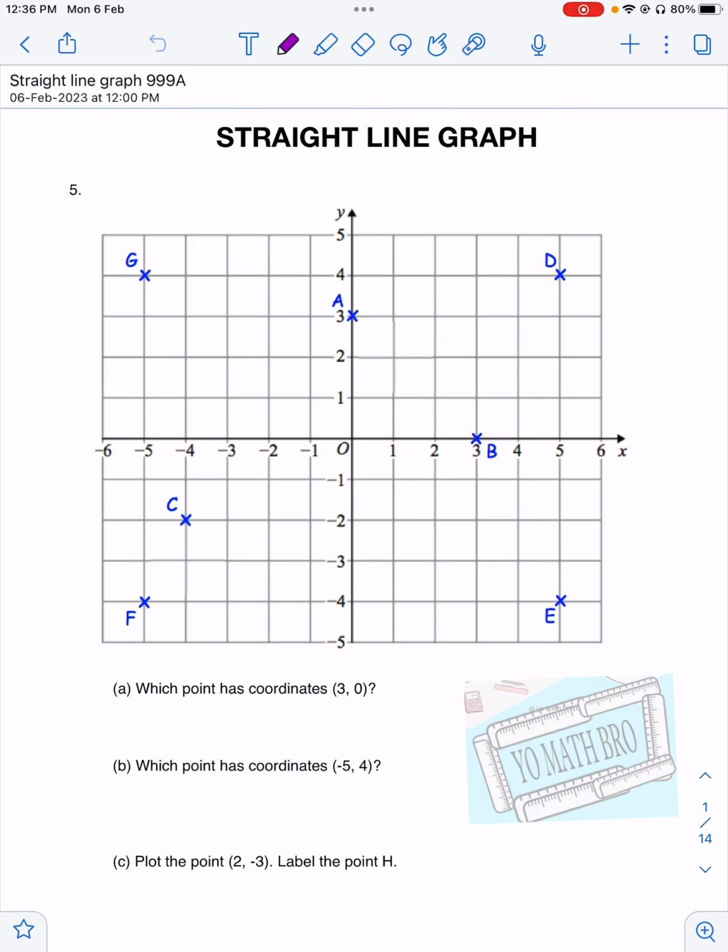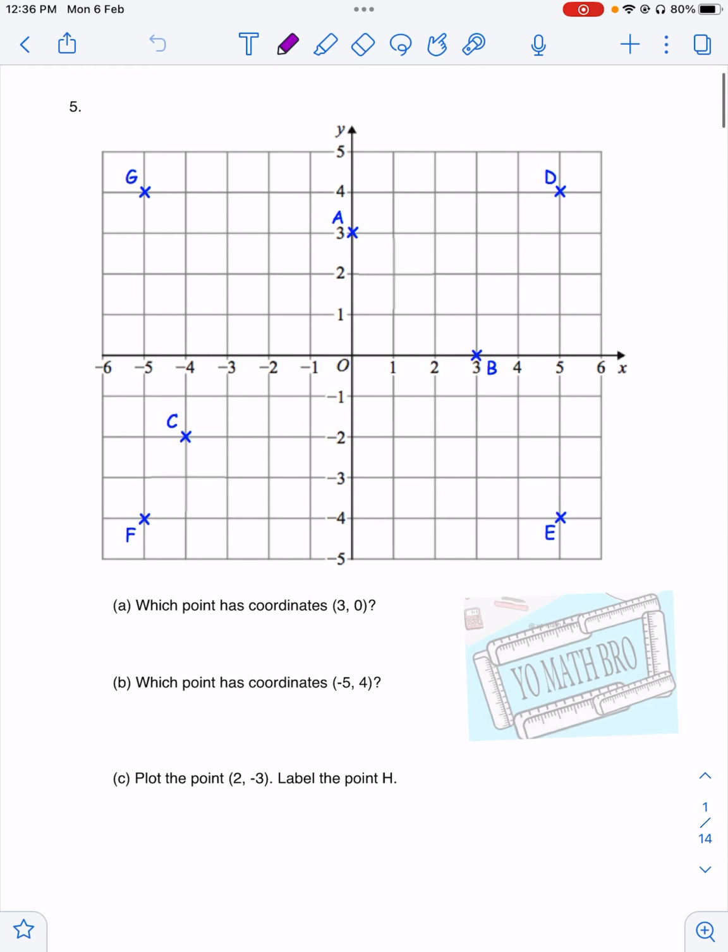finding the coordinates. If you can see on the screen, there are various points marked and they are asking the coordinates of certain points. So let us start with the first question. They say, which point has the coordinates (3, 0)? Now, my dear students, first of all, let us understand what this (3, 0) means. (3, 0) means the position of this point is 3 units on the x-axis and 0 units on the y-axis.